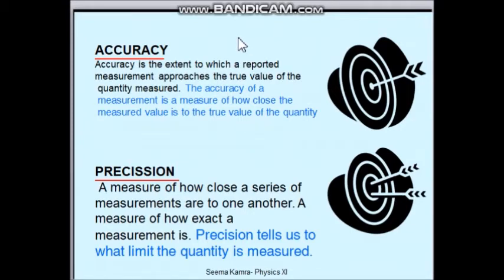Let us now understand two terms which sometimes we feel are similar, but there is a difference. One term is accuracy and the second term is precision.